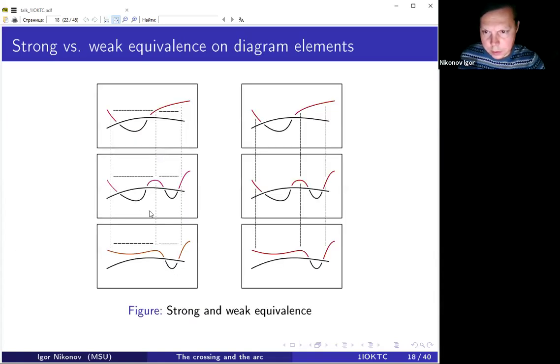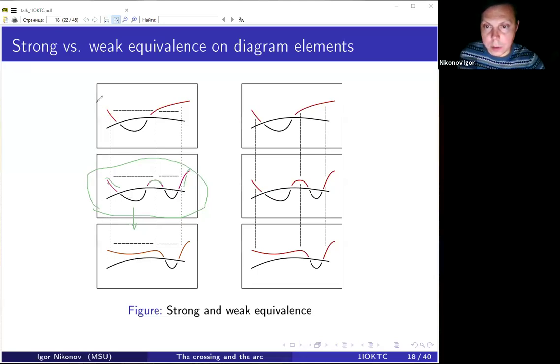Here you can see an example. On the right, we have a picture of strong equivalence. For example, if we consider these two arcs, then after this second Reidemeister move, these arcs merge to one arc. So they are affined, and then they are strongly equivalent. On the other hand, the middle arc and the right arc are also affined and strongly equivalent. This means that all three arcs in the middle picture are strongly equivalent.